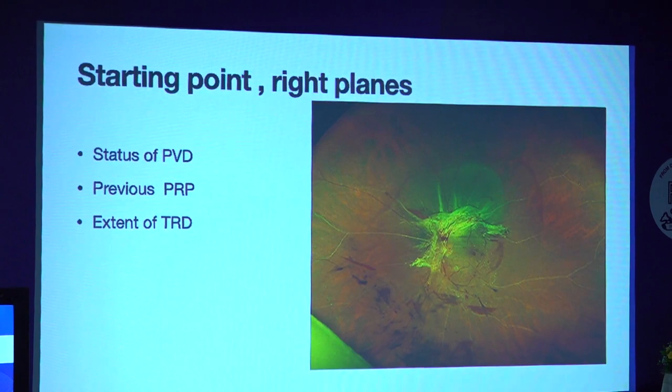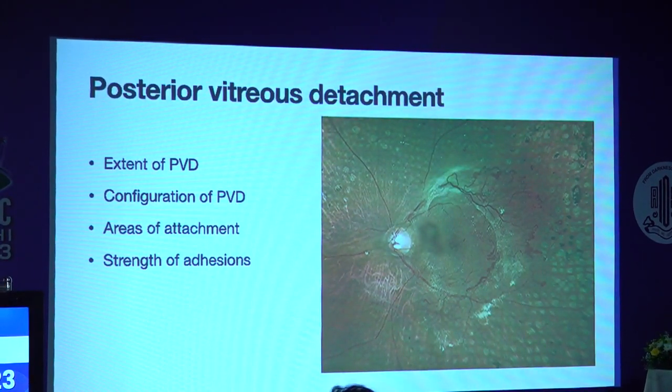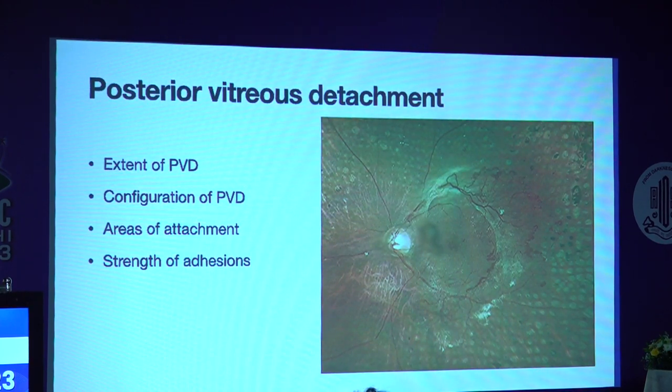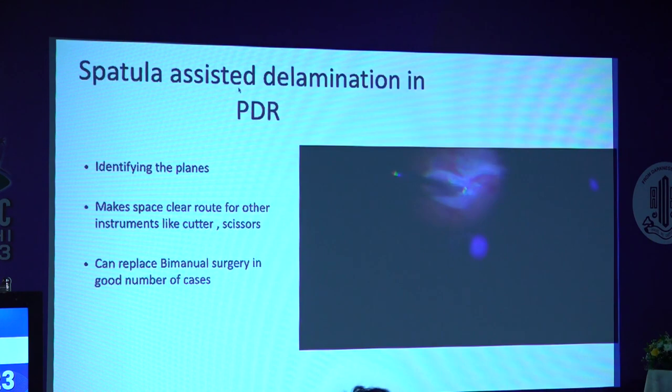on the extent of traction retinal detachment, and also, when the PVD is present, the extent of PVD, the configuration of the PVD, the areas of strong attachment of this PVD, and the strength of these adhesions. So these are the tools that probably are required to handle all diabetic vitrectomies. I don't think we need more than a 25 gauge cutter, forceps, scissors, PFCL, brilliant blue, and chandelier. I don't think we'll require anything further. And of course, a 25 gauge spatula, which I'll be discussing.